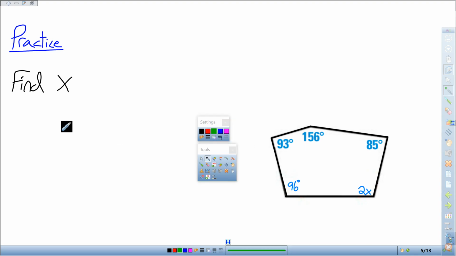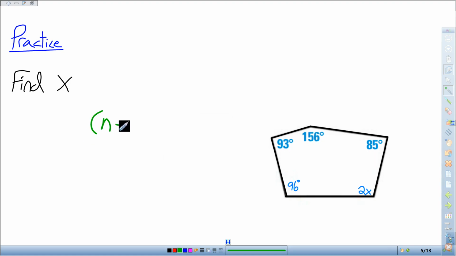Okay, first things first, let's figure out what these 5 angles add up to using our new formula. Yes, there are 5 sides to this polygon, so we plug that in for n.